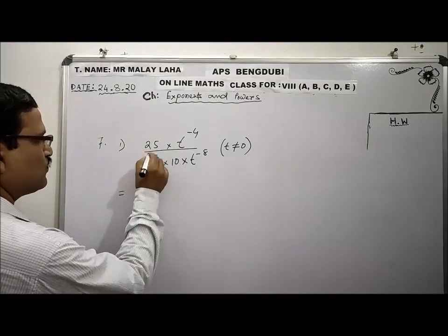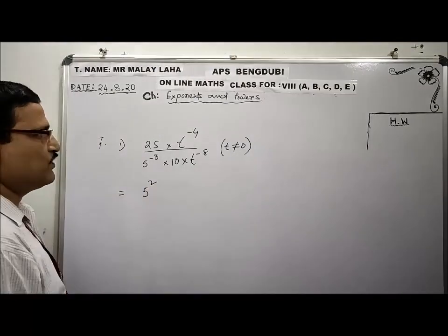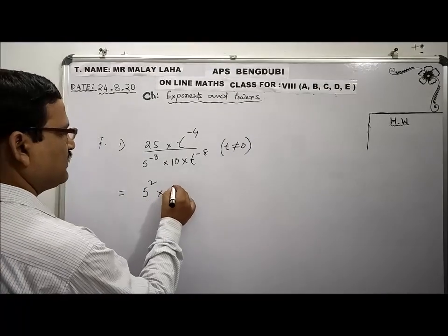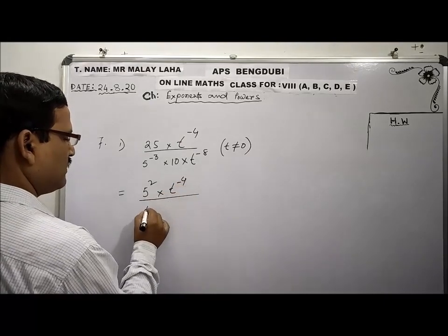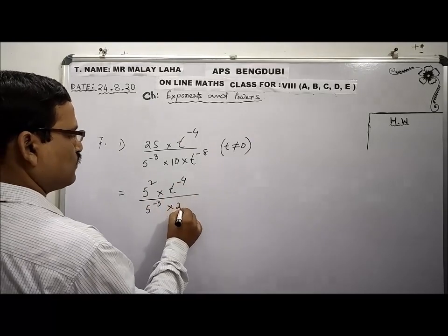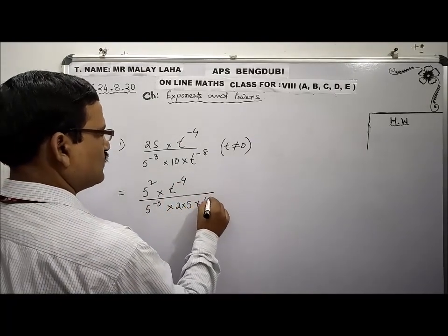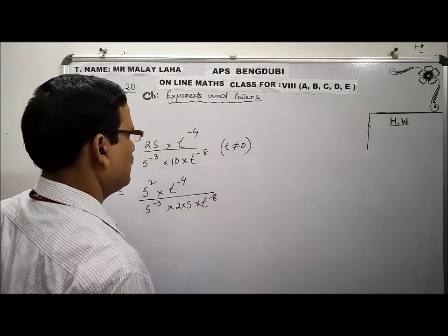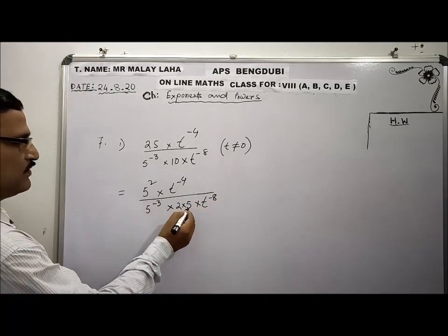So I can write down 25 as 5 square. 5 5 is 25 multiplied by t raised to minus 4 by 5 raised to minus 3. 10 can be written 2 into 5 and t raised to minus 8. Okay. Now 5 is there, 5 also here, 5 also here.